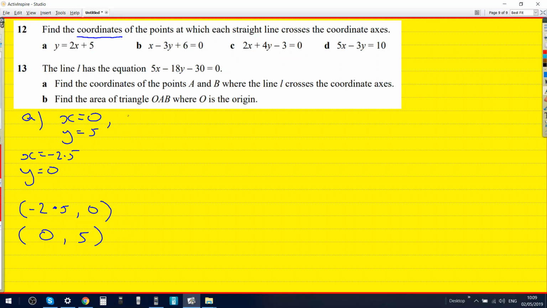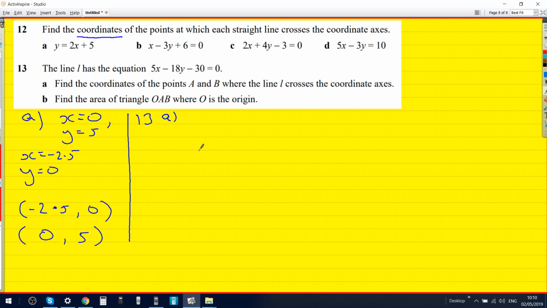All those are the same, including the very last one. Let X be 0, solve for Y. Let Y be 0, solve for X. How about question 13? It's the same thing again. Sub 0 in for X and Y.